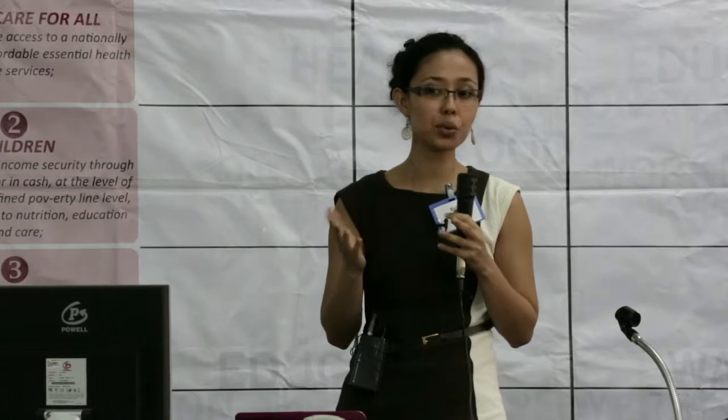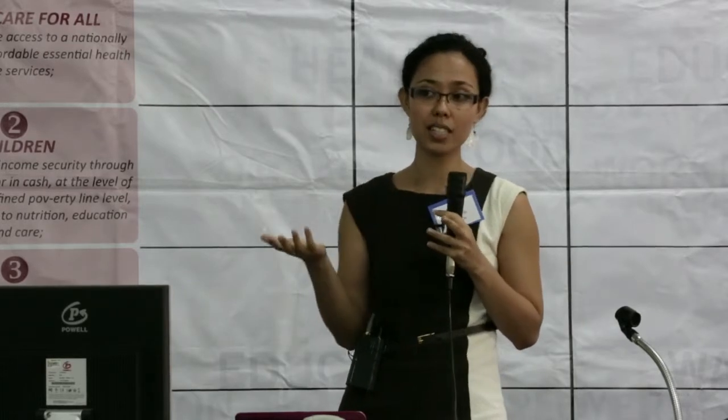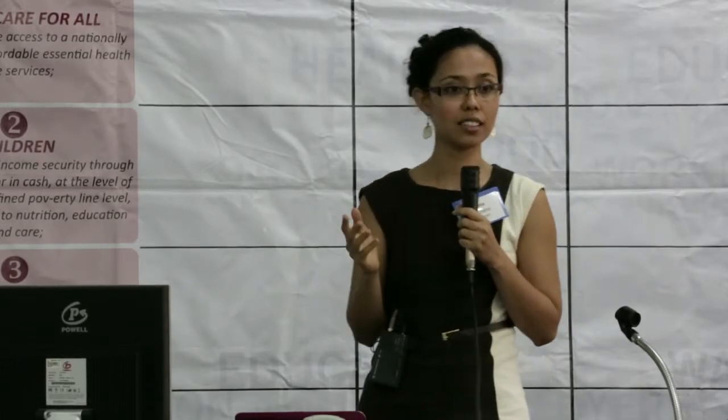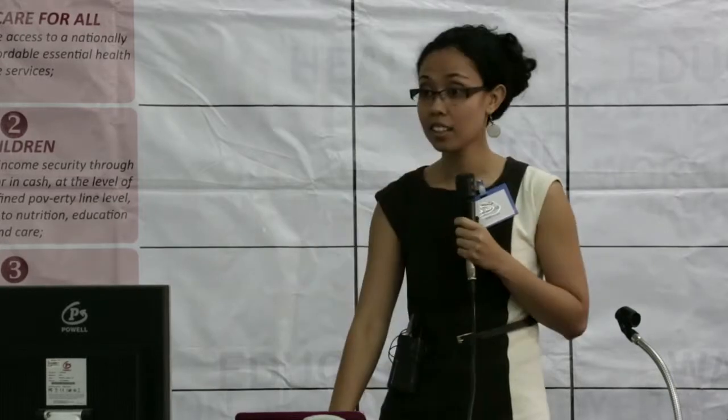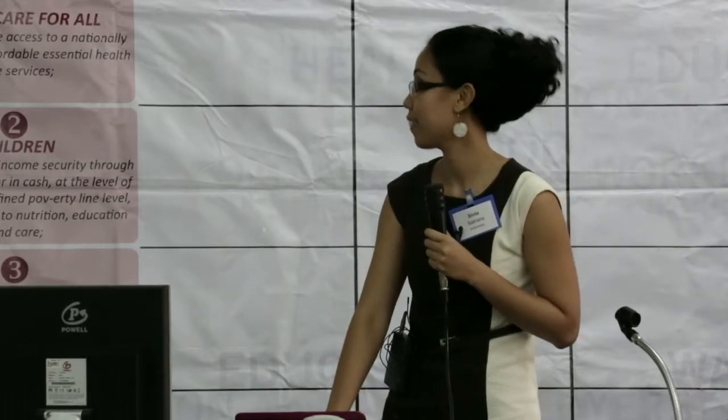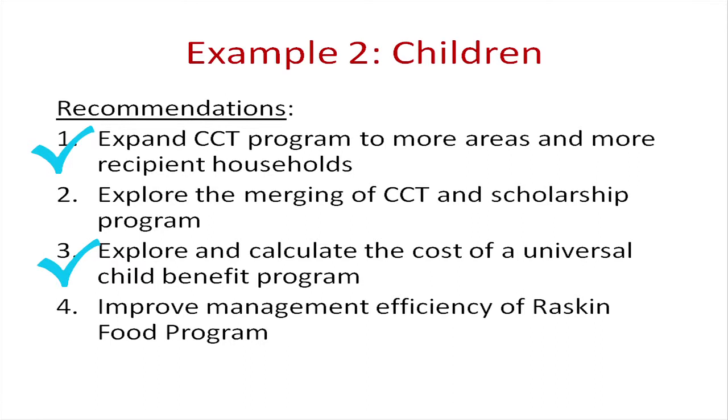Can you already see which ones are forecasting? Number 1 and number 3, of course. Because of course number 2 is very political and administration, a lot of administration issues. And number 4, of course, it's even beyond what we can do for the government.